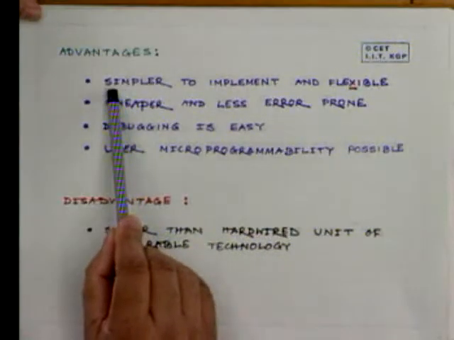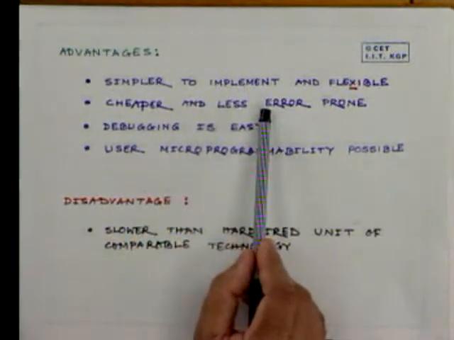Now, with this, you see that we can have a very systematic way of designing a control unit through microprograms, right? By using micro instructions and microcontrol memory and sequencing through the micro instructions in the microcontrol memory. The advantages are several. Firstly, it is simpler to implement and is flexible.